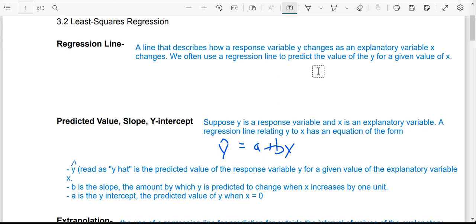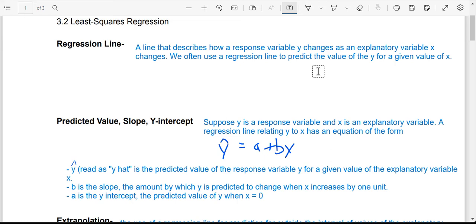So one of the things we'll be talking about is, remember when I showed you the video in class of how to find R and you had all that other information there? We're going to be talking about a lot of that other information, okay? And one of the things I showed you was the regression line. And what is a regression line? It is a line that describes how a response variable y changes as an explanatory variable x changes. We often use a regression line to predict the value of y for a given x.